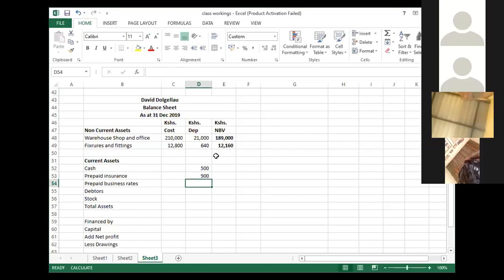What was the amount for prepaid business rates? 1500, thank you. What is the amount for debtors?